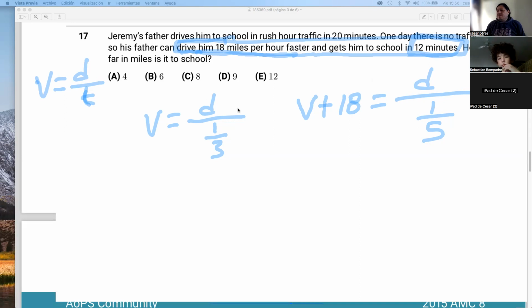We don't want the distance, we want the velocity. So we need to substitute. No, we need the distance. Okay, I say it wrong. We need the distance. How can we solve this one? Do you have some ideas?